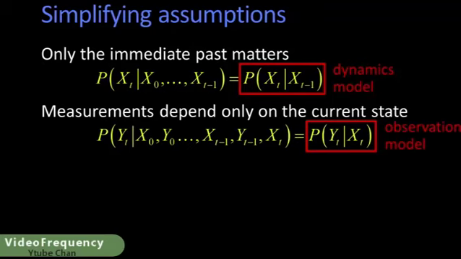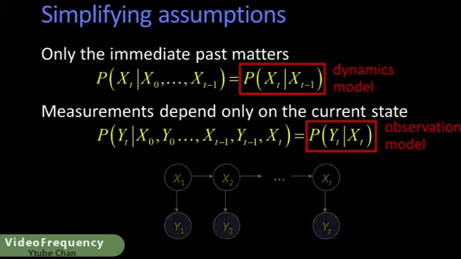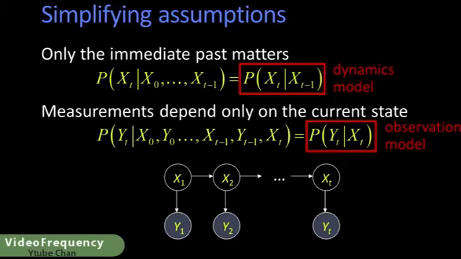I know some of you have taken various machine learning courses and you're familiar with graphical models. And if I were to draw up this set of simplifying assumptions as a graphical model, it would look like this. And what this says is that some state x depends only on the state at time t minus 1. And furthermore, it says that my measurement depends only on the state.